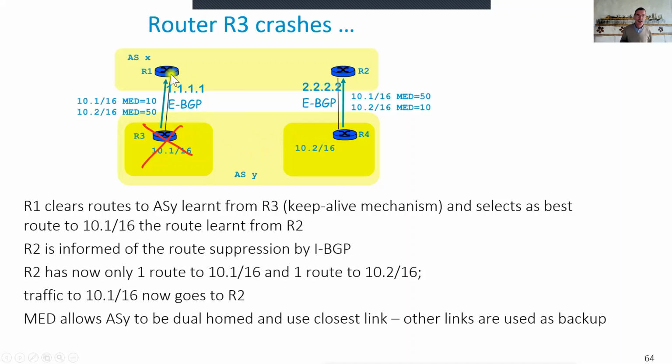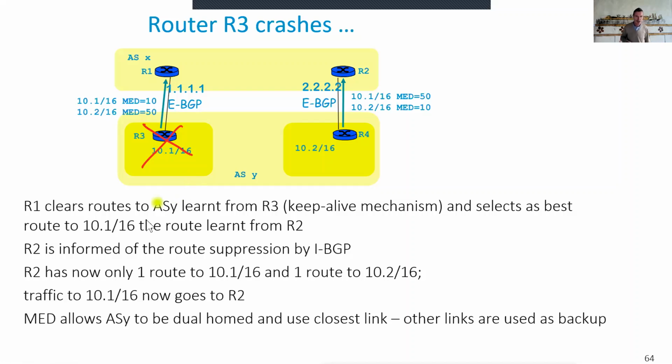R1, when it sees that R3 is dead by, for example, the keep alive mechanism, will clear all the routes it has learned that come from R3, for example, those two routes here. Therefore, in its decision process, it will have only one route to 10.1, the one learned from R2 and R4, and it will now select this one as the best one, which means that packets to 10.1 will now be routed by R1 to R2, and presumably inside ASY they will find a path here.